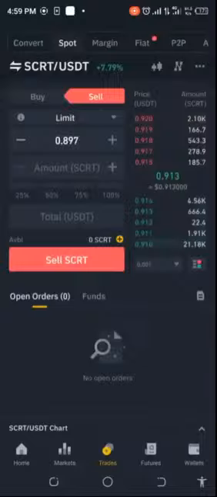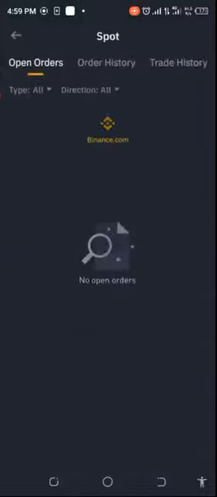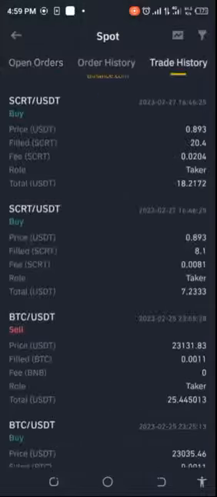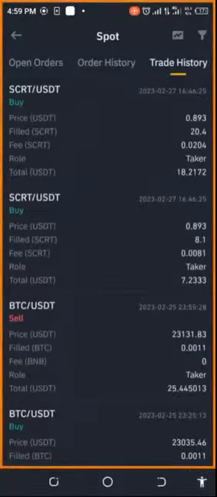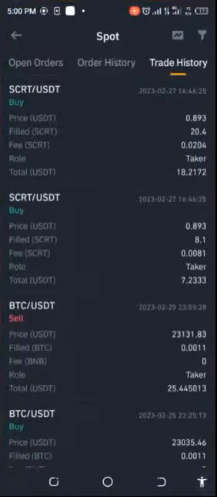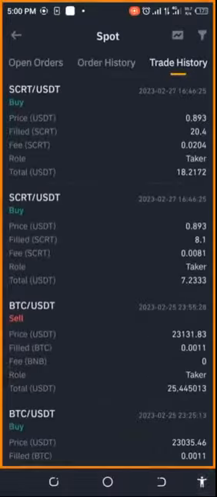Let's go back and check the trade history. Let's see. Well, okay, yes. So what we did was we spent how much? Okay, it did it in two batches, really. It did it in 8.1 and 20.4. So let's see, this is 18 plus 7 is 25, so like about 43, I guess. Is that 43 or 44? Okay, so we actually started out with 25.44.